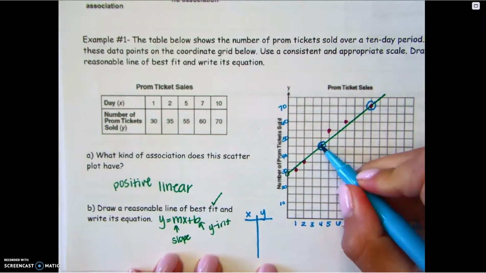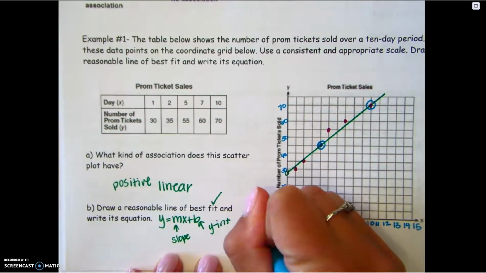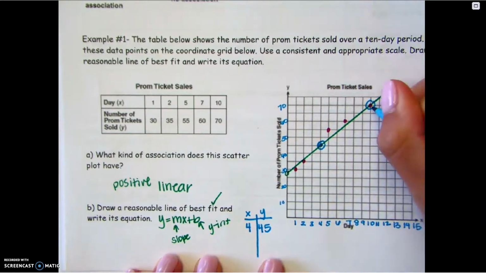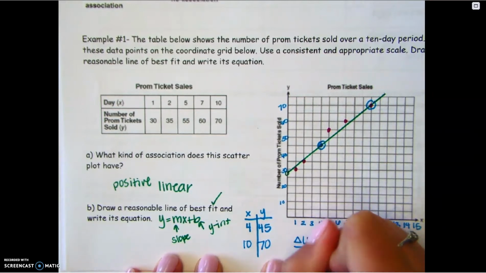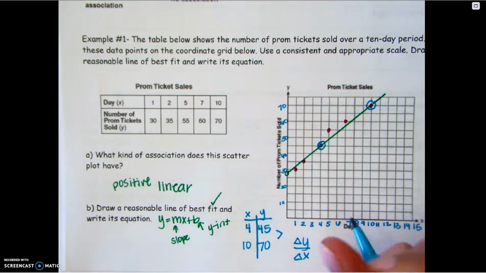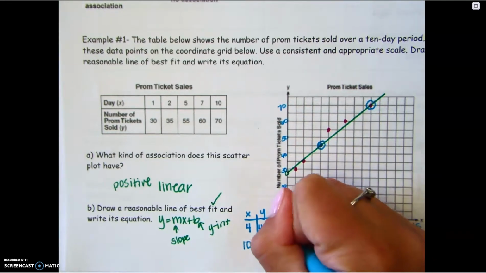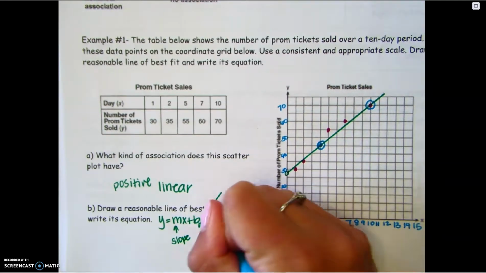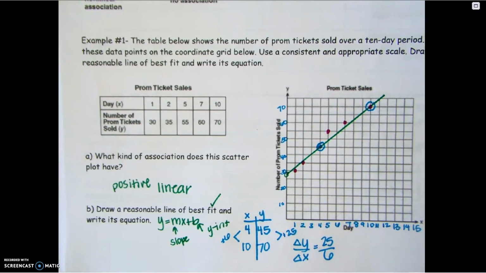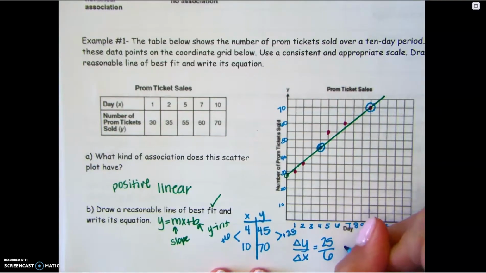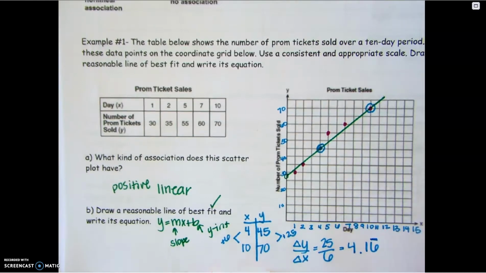So this is (4, 45) and this is (10, 70). Now what I'm going to do is find my change in y over change in x. From 45 to 70, I'm increasing by 25. And from 4 to 10, I'm increasing by 6. So I'm doing 25 divided by 6. When I do that, I'm going to get a repeating decimal. You could either reduce this, or I could just write it as 4.16 repeating. And so that's my slope.